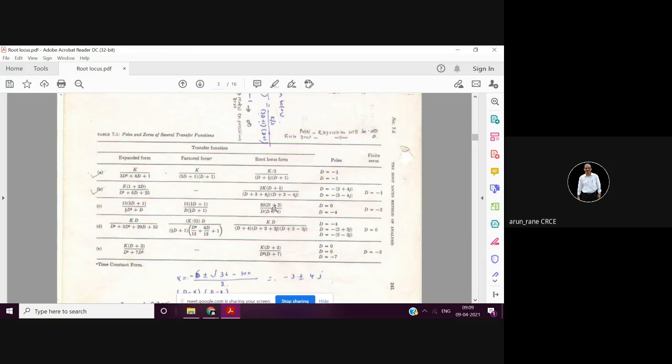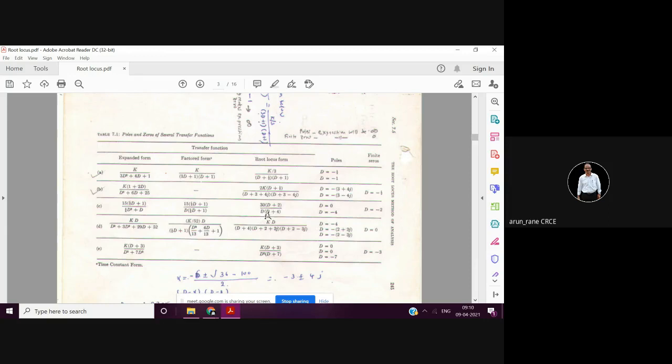Now if you substitute d is equal to minus 2 here, the expression becomes 0. So d is equal to minus 2 is your finite zero. And if you substitute d is equal to minus 4, the expression becomes infinite. At the same time, if you put d is equal to 0, then also your expression becomes infinite. So here there are two poles, one is 0 and another is minus 4.